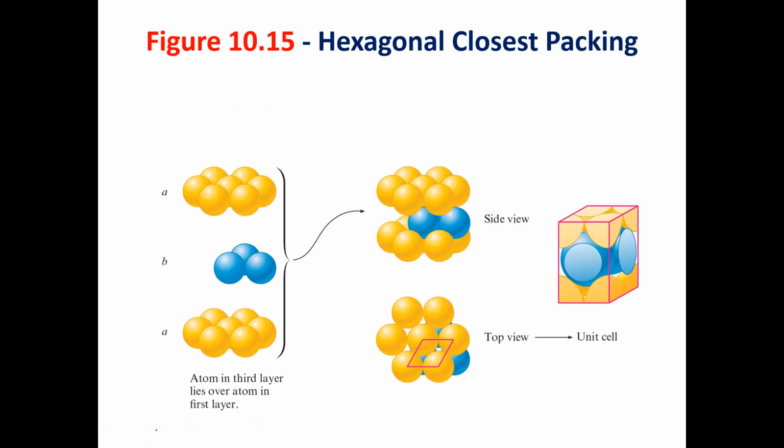So if you looked at this one layer at a time, we start with the first layer, and we're only showing part of the second layer here. So now this part of the second layer lies right in between this first layer, and then we put another layer that's exactly like the first layer on the top. So this is what the unit cell would look like.